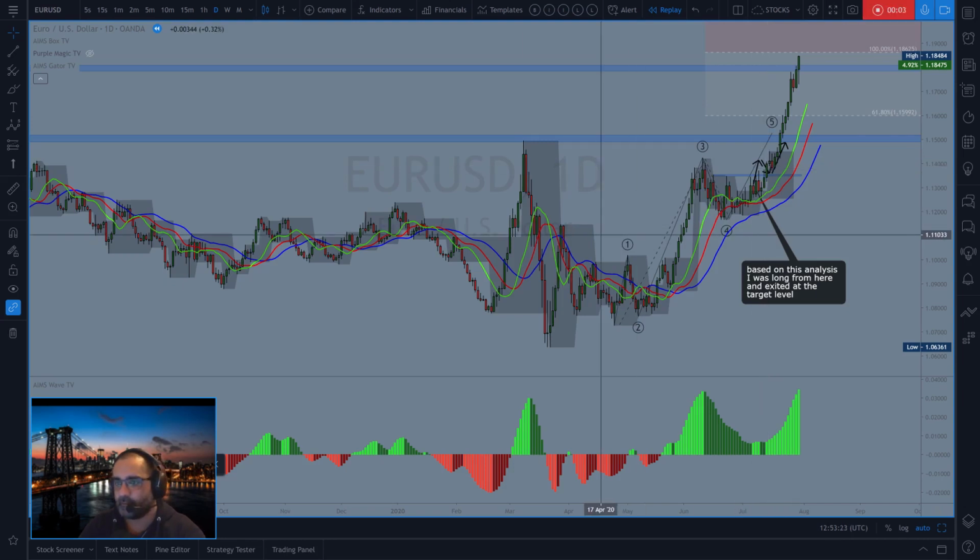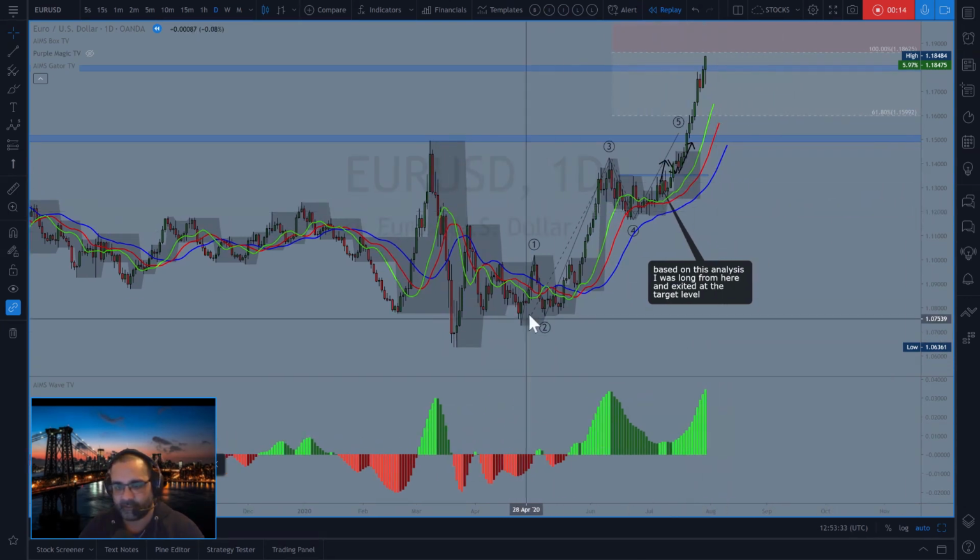Okay, let's do a quick Elliott Wave analysis on the euro dollar. So back in July, I took a trade over here based on the idea that this was 1, 2, 3, and 4. And so we took a long here, and this has been saved since that time.